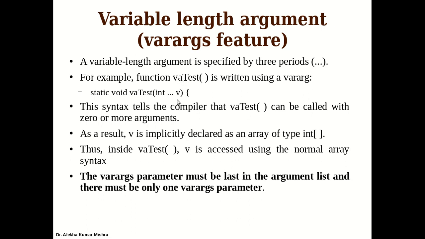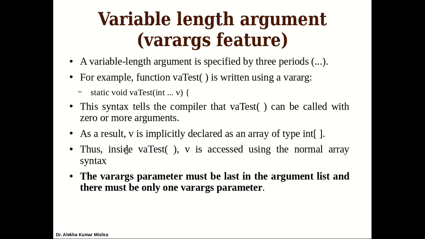Here this indicates the starting of the method, and this is a variable length. This length is not fixed, it could be 5 or 6 or 10. So this syntax tells the compiler that this can be called with 0 or more arguments. The argument length is not limited to any one, so it can be 0 or more arguments.